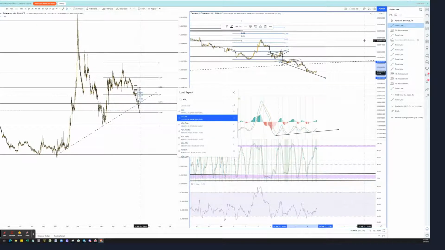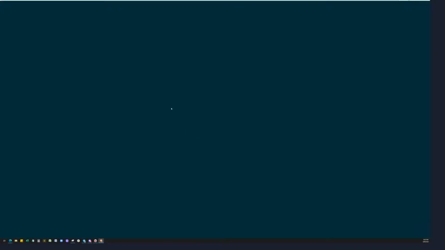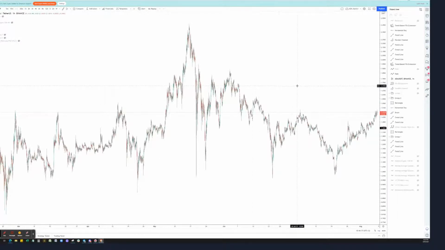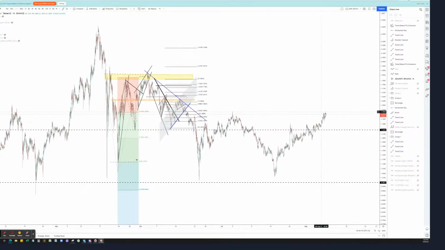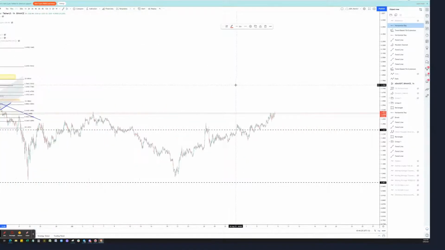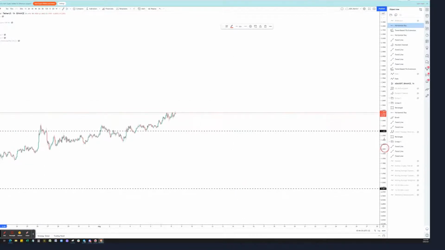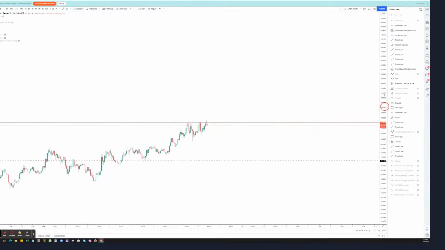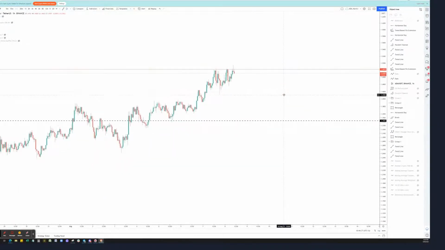So let's look at ADA. Okay, so maybe ADA's about to break out of there. So let's watch this one. This is the 1 hourly chart. Breakout trade looks like it's happening. Yeah, that looks like a breakout trade.